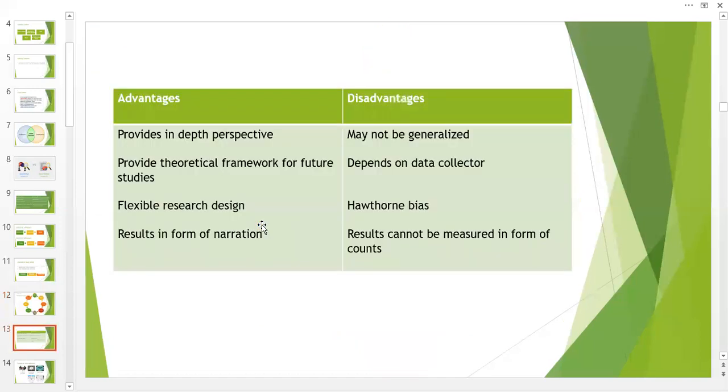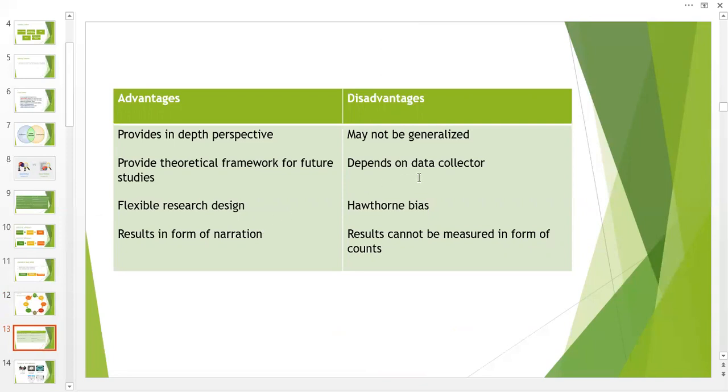Advantages of qualitative research: it provides in-depth understanding or perspective of the topic. It provides the theoretical framework for future studies. It has a flexible research design, and results are given in form of narration or stories.